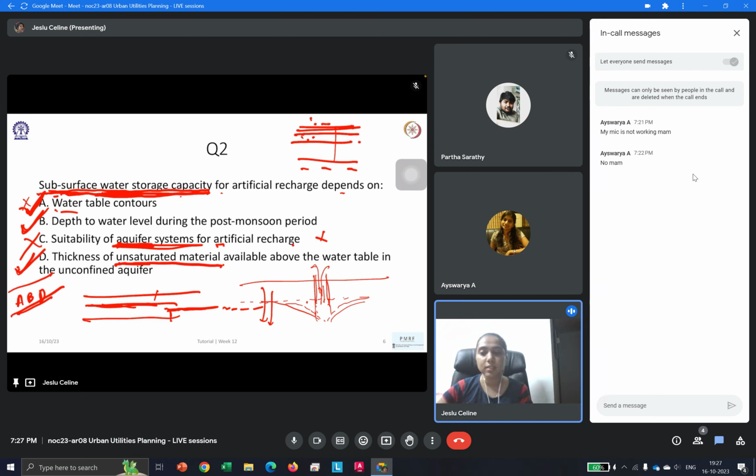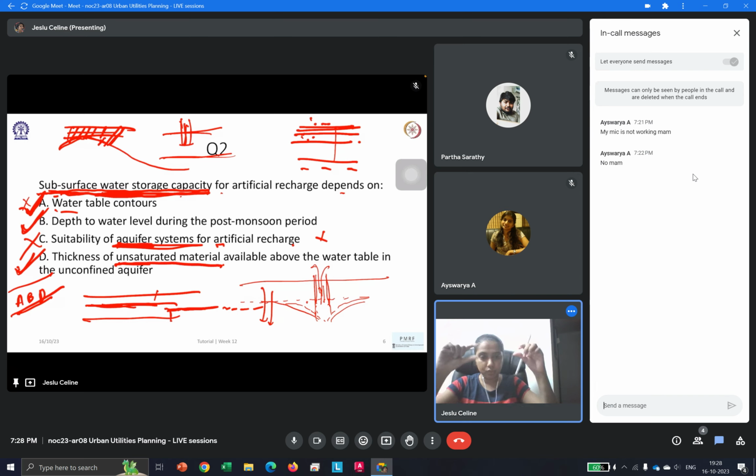Any doubts in this question? Ma'am, what is meant by unconfined aquifer? We learned in the previous lecture that we have confined aquifer and unconfined aquifer. If you have a pervious layer on top, then it is a confined aquifer. If you don't have a pervious layer on top, then it is an unconfined aquifer, so we can easily draw from it. But some aquifers have a pervious layer on top, which means it's confined.